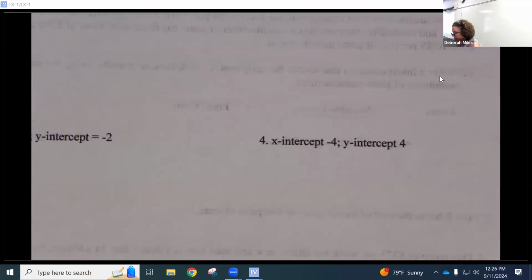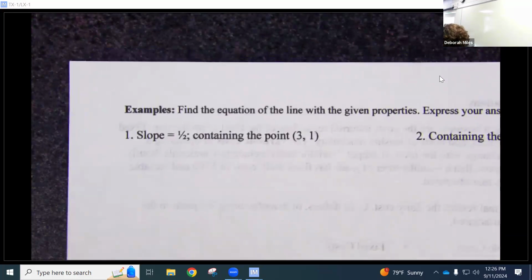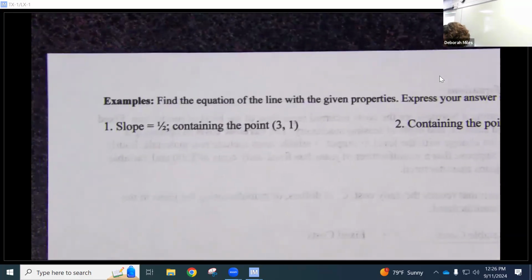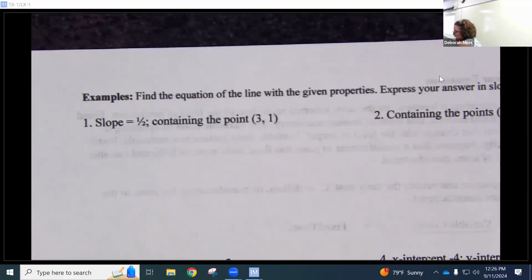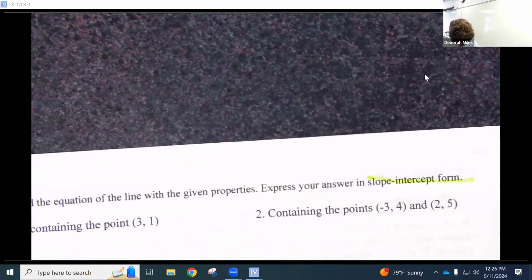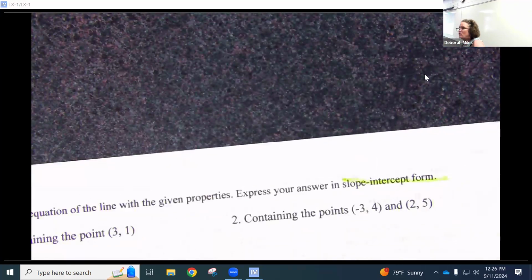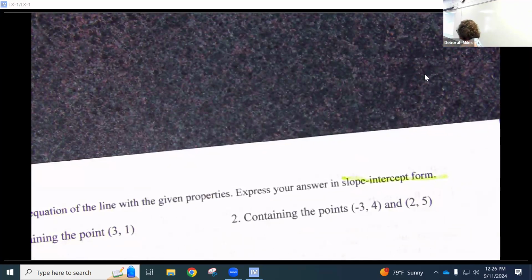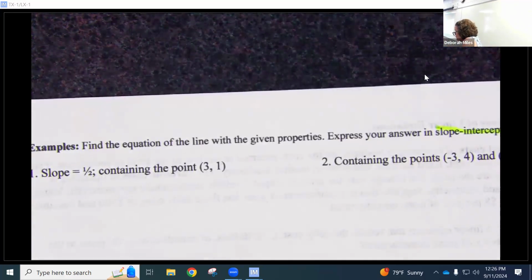Let's use it. Example, say, find the equation of the line with the given properties. I'm going to give you some information. You're going to find the equation of the line, and the directions say, write your answer in slope-intercept form. I think I was careful in the homework and only chose problems that said, write your answer in slope-intercept form. I want you to get the Y by itself, but it may not start out that way.